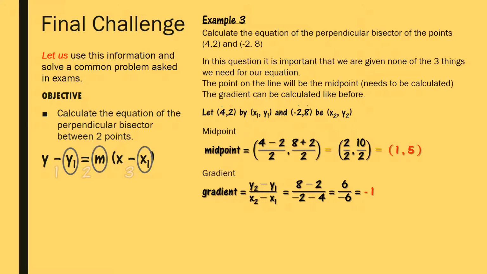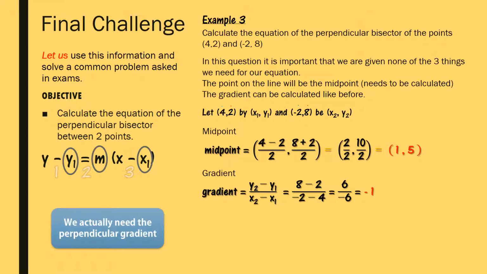To calculate our gradient, we're going to do our y2 minus y1. Same thing as before. Our y2 minus y1 is 6. And minus 2 minus 4 is minus 6. 6 divided by minus 6 is minus 1. And therefore, we have a gradient, but we actually need the perpendicular gradient, remember, because it's a perpendicular bisector. So to do that, I'm going to take my existing gradient that I have, minus 1, multiply it by the gradient we're trying to find. We'll call it m. And that'll give us minus 1. If I divide across by minus 1, I will actually get that the perpendicular gradient is plus 1, which is rather nice.